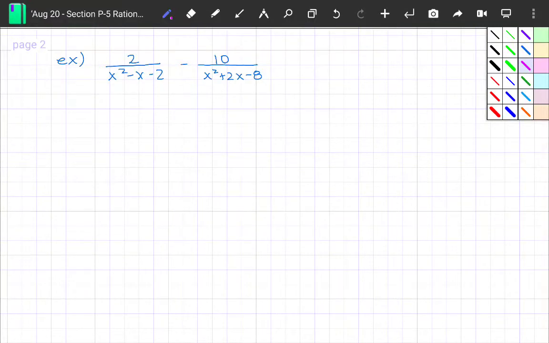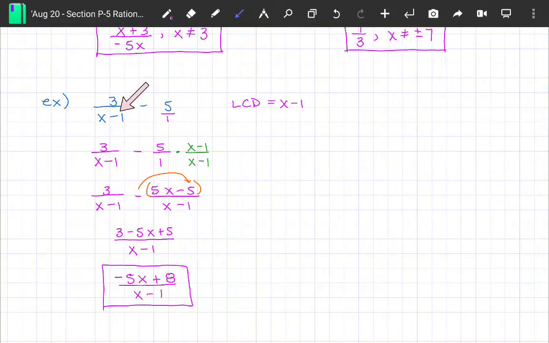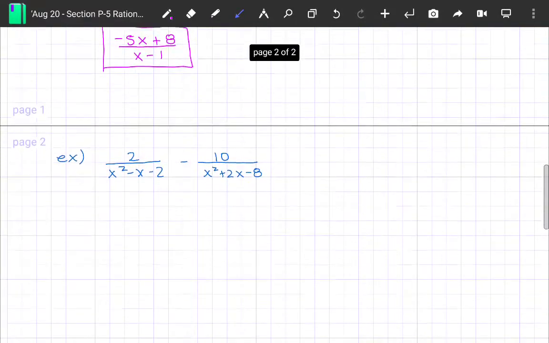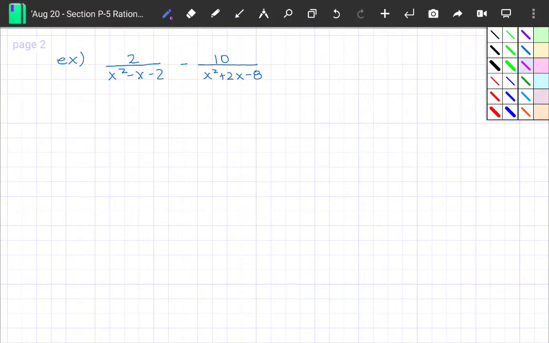So let's think about this one. I need a common denominator. Now, what you want to do when you find your LCD is you actually want to factor all your denominators first. I didn't have to worry about that with this previous example. My denominator was already factored. I couldn't do any more with that. But now I have a denominator that does factor. So actually, that's my first step. I've got to factor that denominator. So the first one's going to factor into x minus 2, x plus 1. The second denominator will factor into x plus 4, x minus 2.